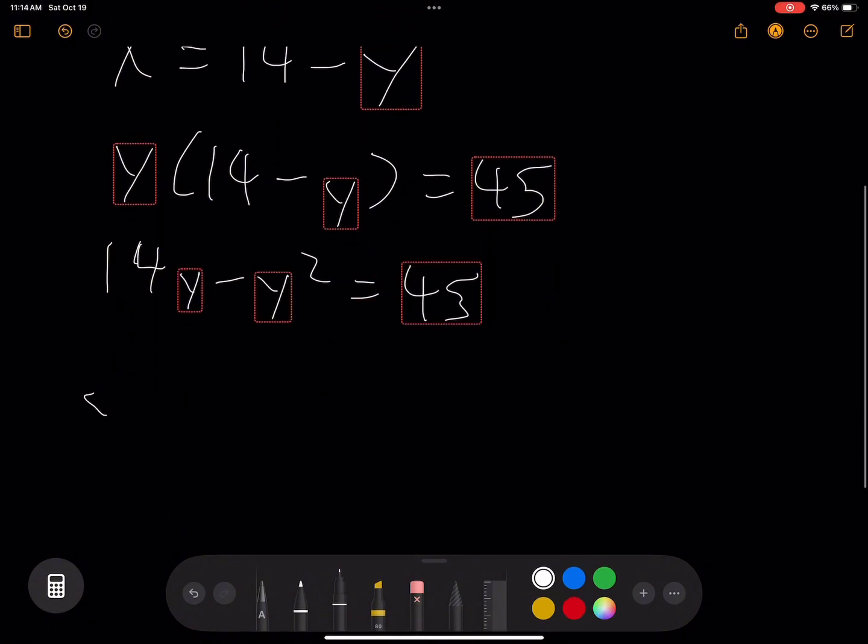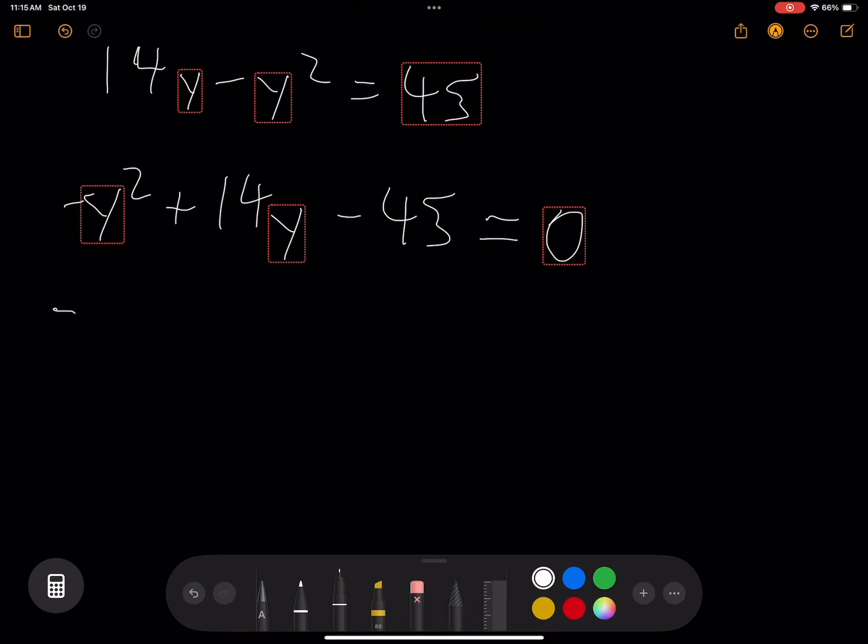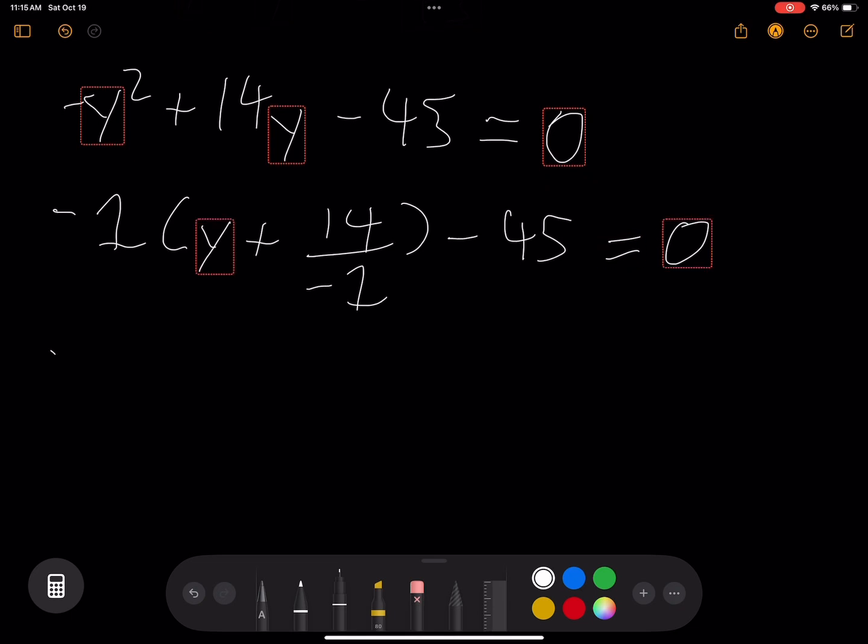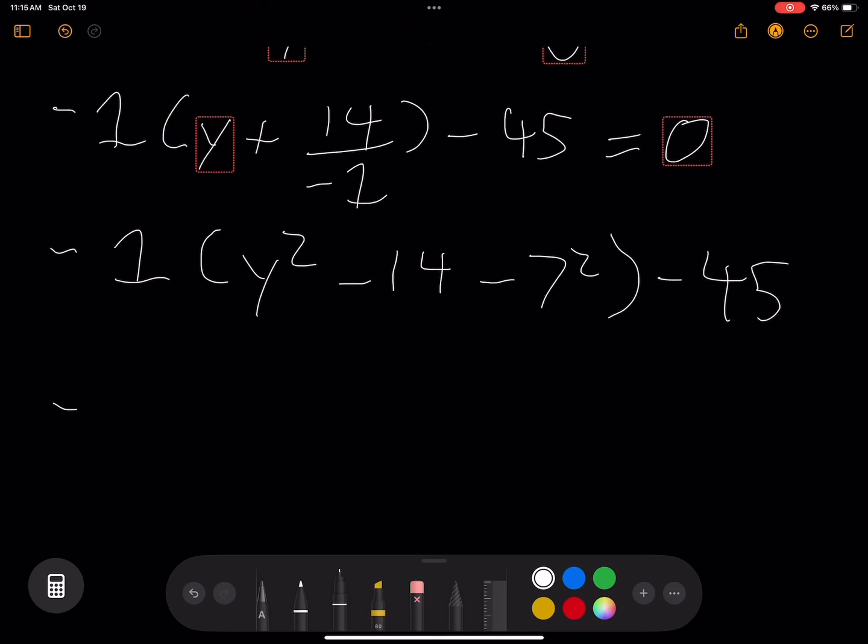Now we have negative y squared plus 14y minus 45 is equal to 0. And we're going to use this to solve for our vertex. So negative 1 times y squared plus 14y over negative 1, minus 45 is equal to 0. Negative 1 times y squared minus 14y minus 7 squared minus 45, negative 1 times y minus 7 squared. Oh, my bad, I almost forgot to put the plus 1 times 7 squared on the other one.